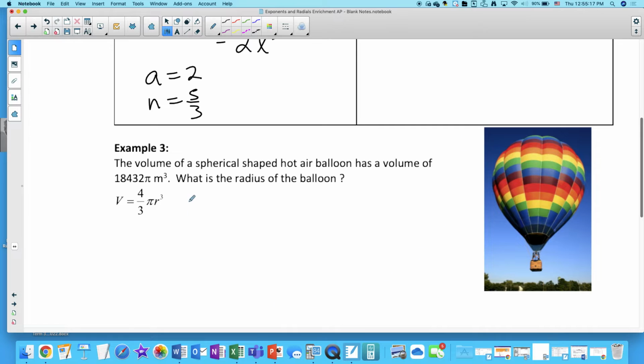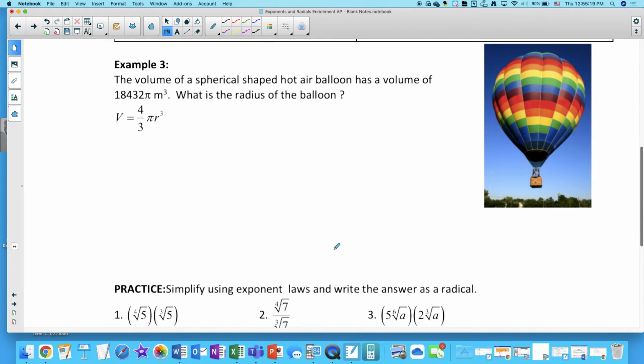Okay? So the volume of a spherical shaped hot air balloon is 18,432 pi meters cubed. What is the radius of the balloon? All right. Where are we going to start? My brain did not comprehend words. The volume of this spherical shaped hot air balloon has this volume. That's the volume of this balloon. What's the radius of the balloon? And we have a formula that relates volume to radius. Yes? We have to rearrange the formula.